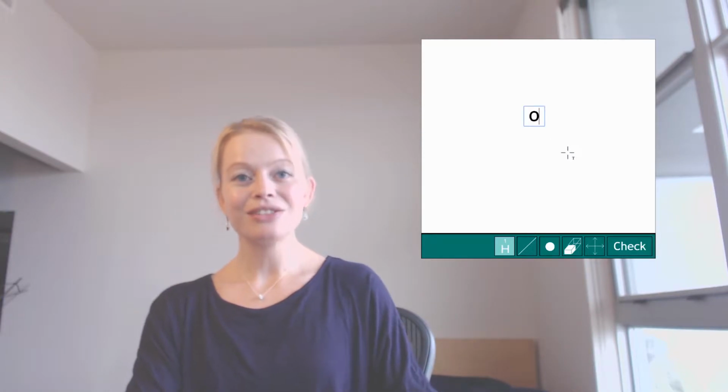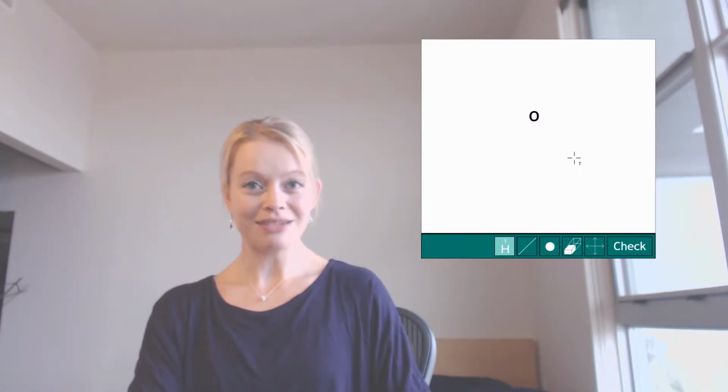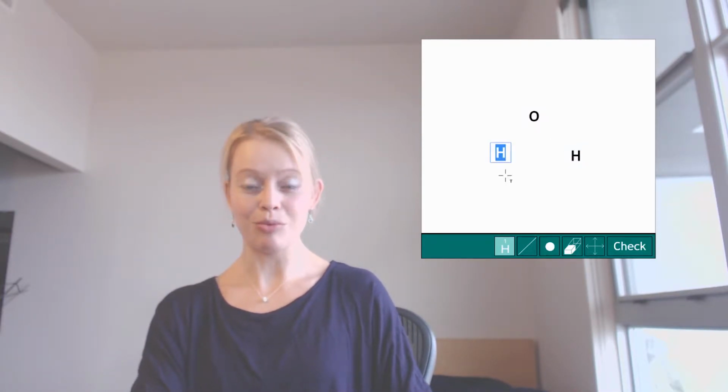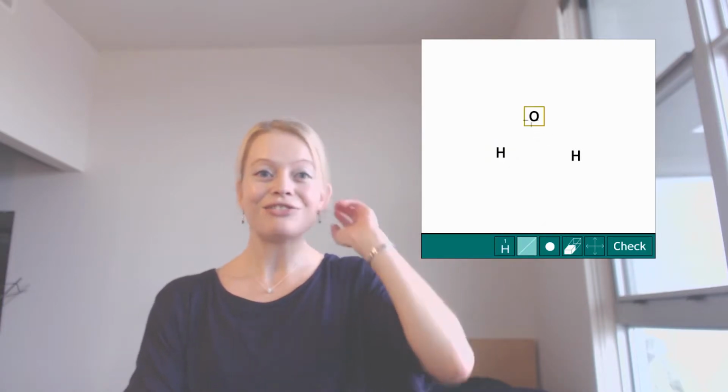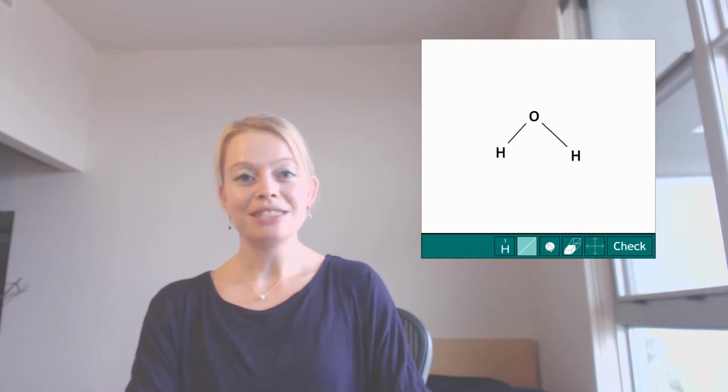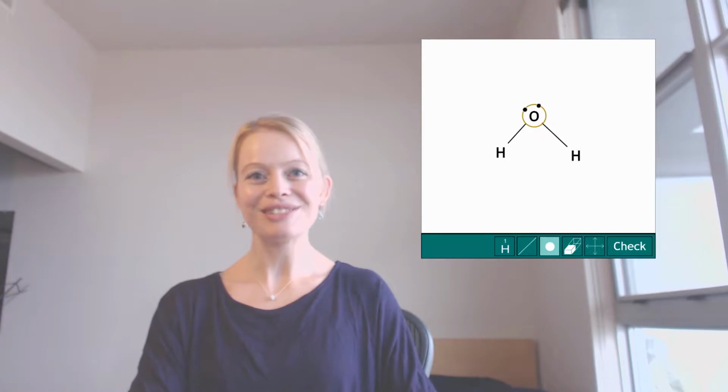So thanks to them, we have interactive Lewis structures where students can add atom symbols. In this case, the student is adding an oxygen atom and two hydrogen atoms to show water. And then she draws bonds between the atoms, and then she adds electrons.